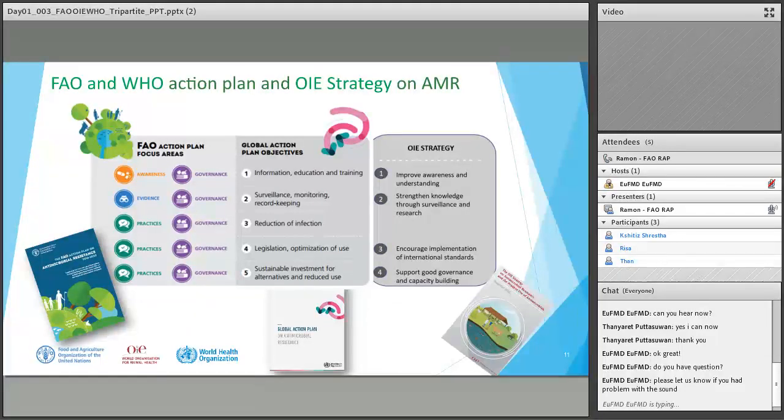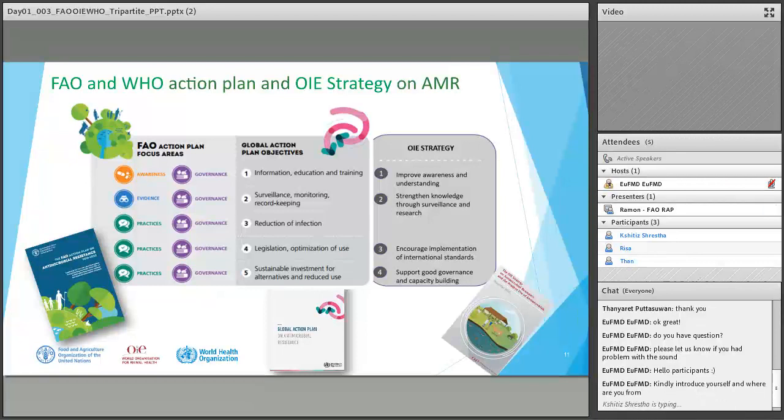Then, FAO also published the FAO action plan targeting 2016 to 2020. The FAO action plan has 4 pillars. Awareness, which is supporting objective number 1, and evidence, which is also supporting the surveillance part of objective number 2, and good practice, which is supporting objectives number 3 to 5, and we also have governance overarching all the objectives.